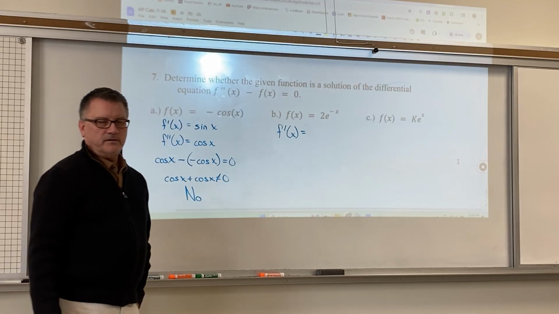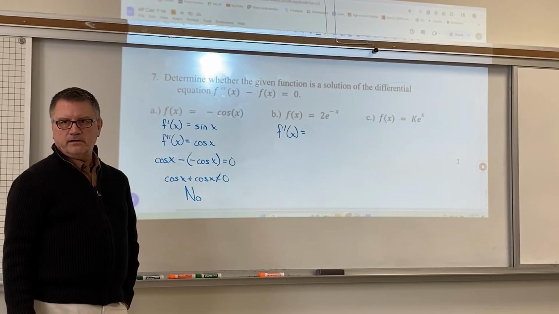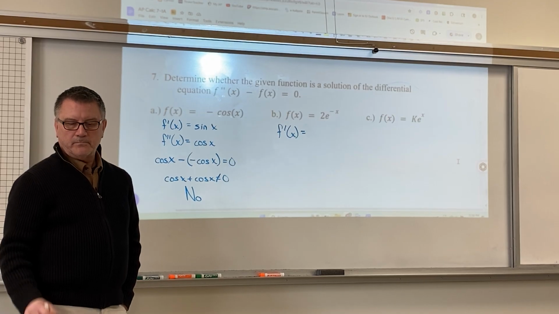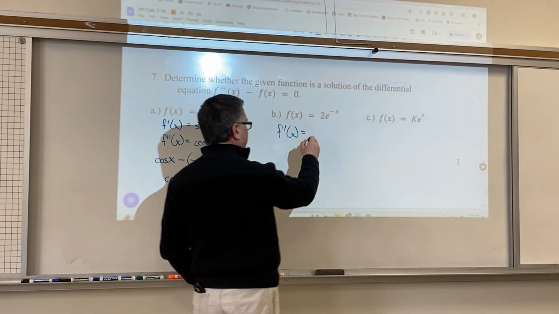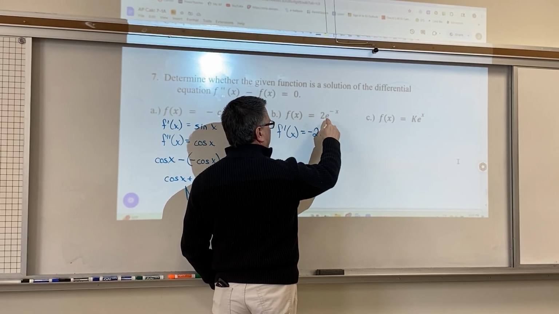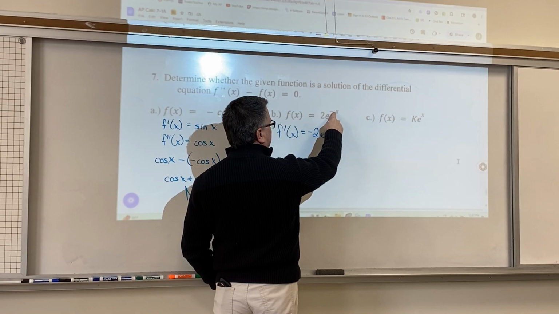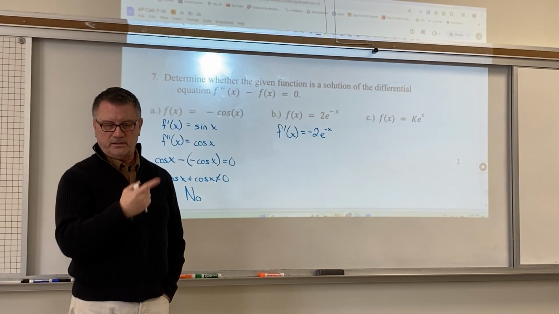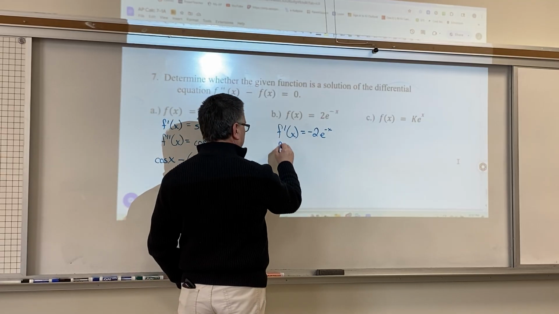What's the derivative of 2e to the negative x? Negative 2e to the negative x. The derivative of the inside was negative 1, which made the negative in front, so we'll do the second derivative.